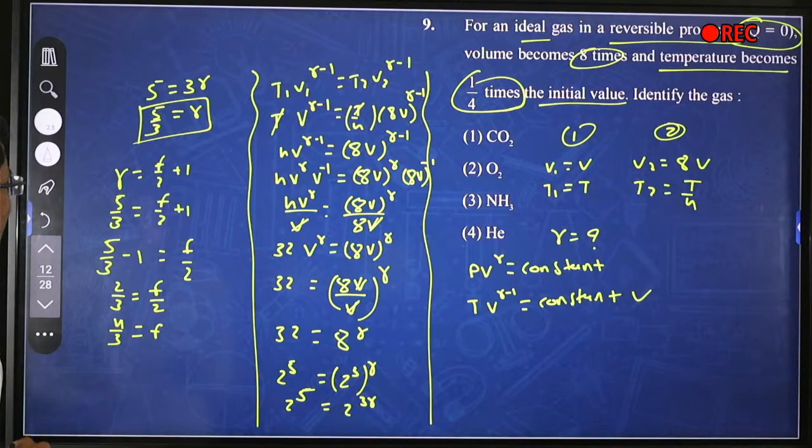I think we have made a mistake. Gamma is equal to 1 plus 2 by f. So 5 by 3 minus 1 is 2 by 3. Just a minute, friends.